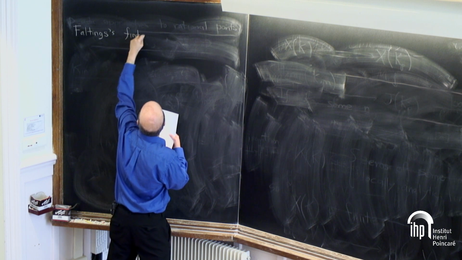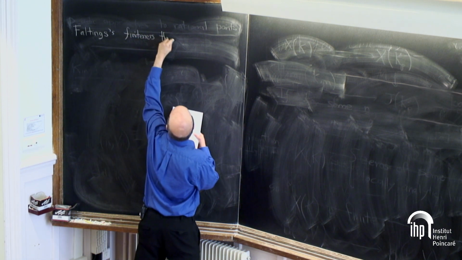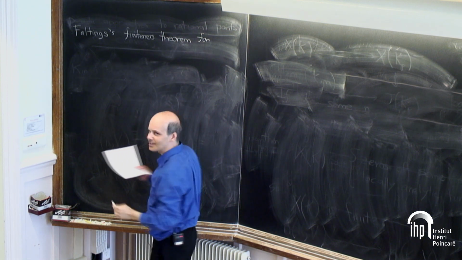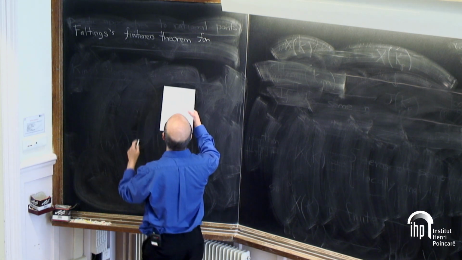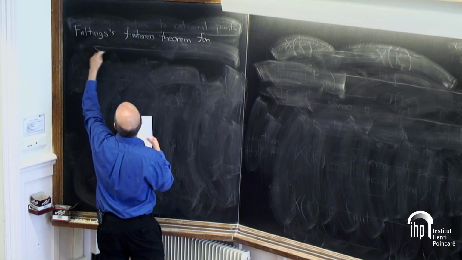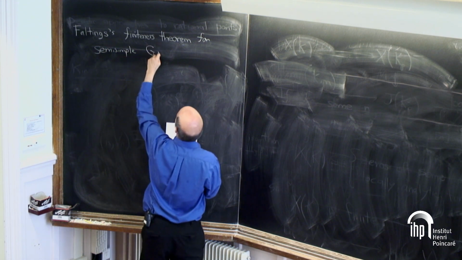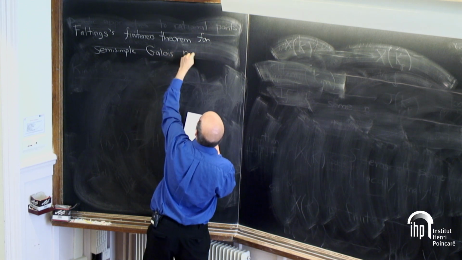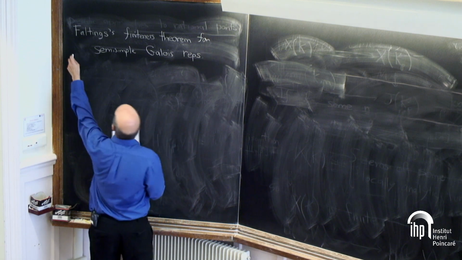So let me start by discussing Faltings' finiteness theorem. This is not the finiteness theorem for rational points. This is the finiteness theorem for Galois representations, or for semi-simple Galois representations. This is one of the lemmas that Faltings proved in his paper on the Mordell conjecture that was needed as one of the ingredients.